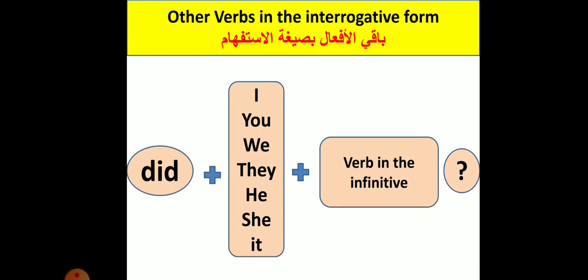Other verbs in the interrogative form, as we saw before: the auxiliary verb did plus subject, I, you, we, they, he, she, or it, plus the main verb in the infinitive, plus question mark. Did plus subject plus verb in the infinitive form.